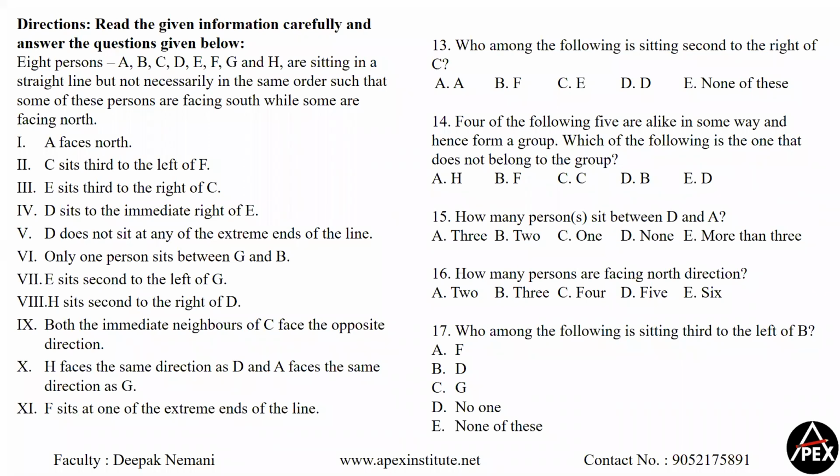No, they are not in two rows. These 8 people are sitting in the same line, not like the previous one. They are not sitting in two rows; they are sitting in a straight line, such that some are facing north and some are facing south. You have 1 more minute, guys. Any answers?